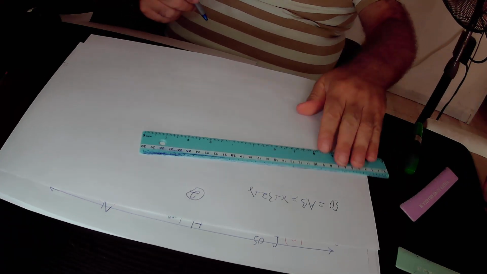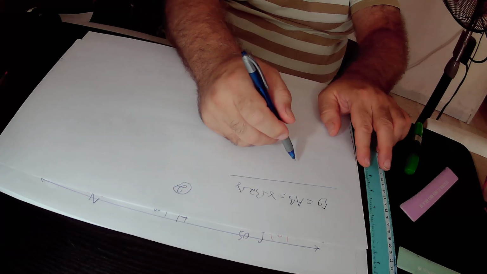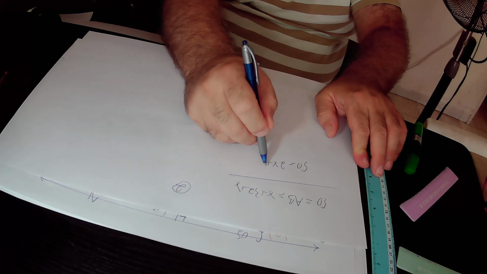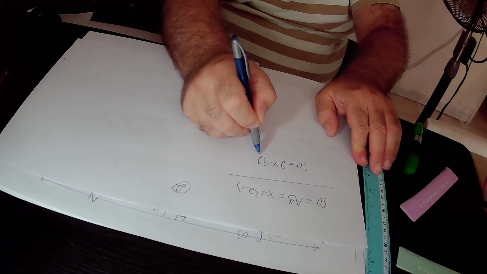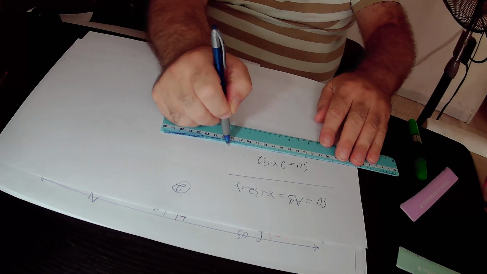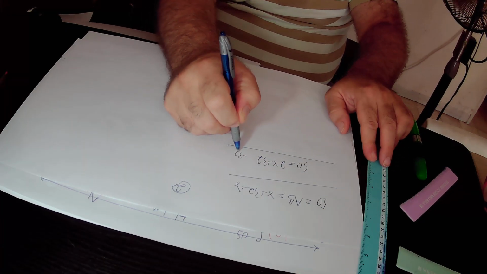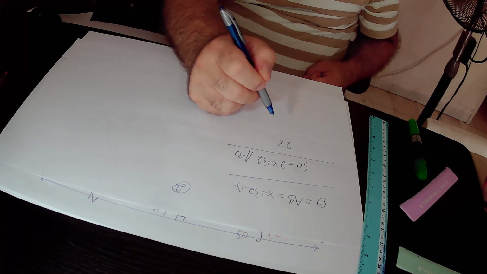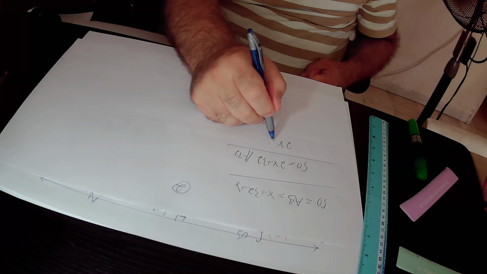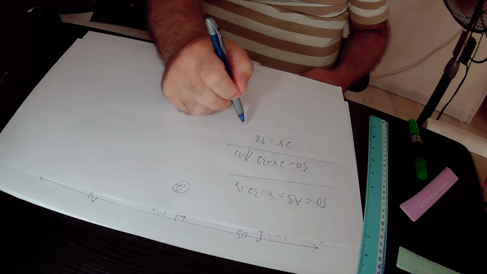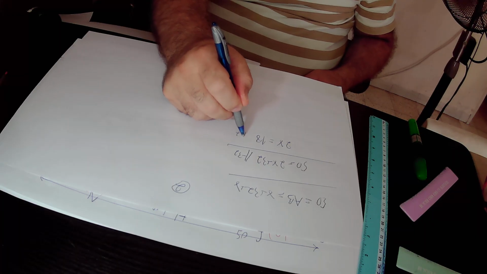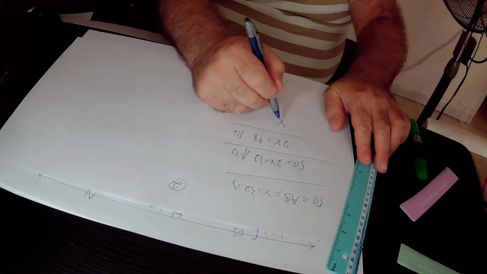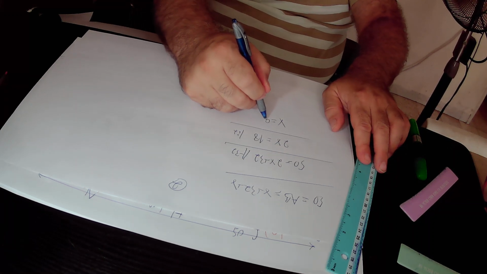So from this equation we derive that 50 equals x plus x, which is 2x, plus 32. So 50 equals 2x plus 32. Here we subtract 32 from this equation. And finally we get that 2x equals 50 minus 32, which is 18. So 2x equals 18. Here we divide this equation by 2. And finally, we get that x equals 18 over 2. 18 over 2 is 9.